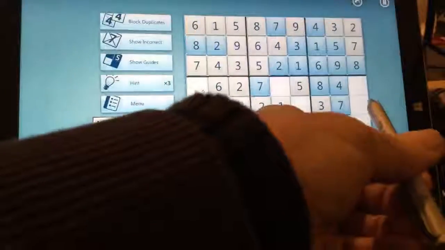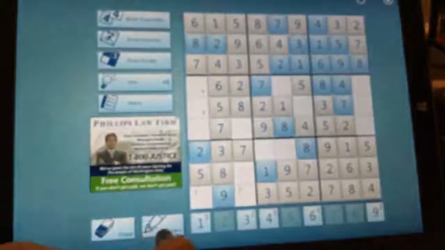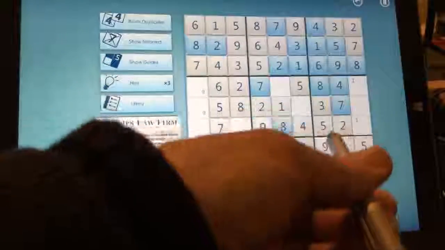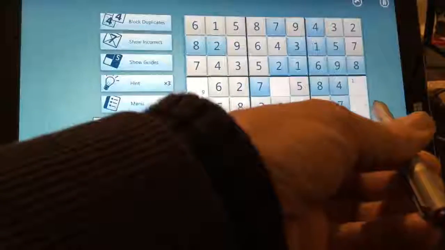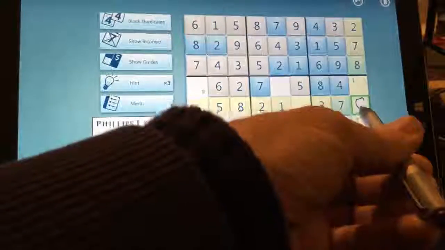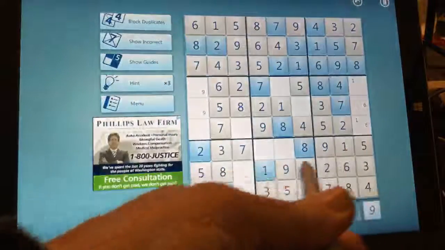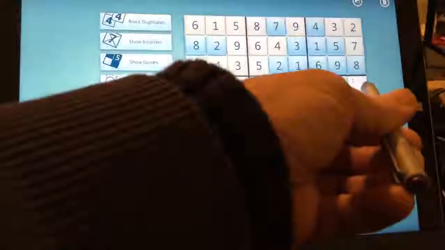Okay, so what's missing? We know 1 can be either here or here. Let's go ahead and do notes just to show you, since you're possibly in the learning stage. 1, 2, 3, 4, 5 is there. 6 is missing. Okay, we know one of these two has to be a 6. 7, 8, and 9. Okay, we know that one of these two has to be a 9.